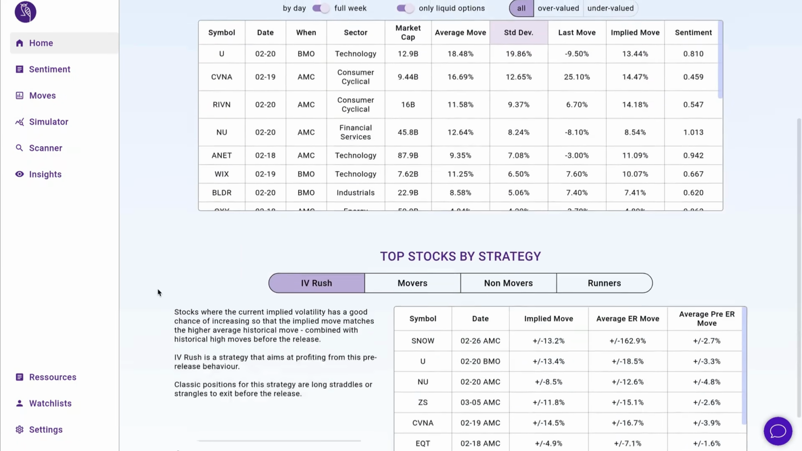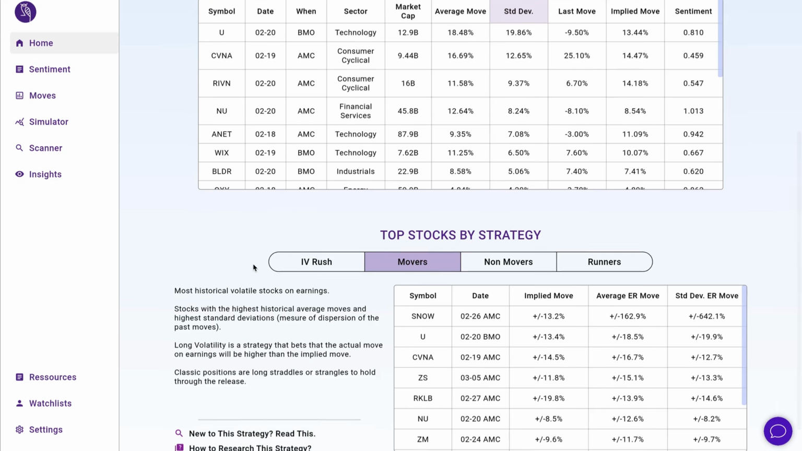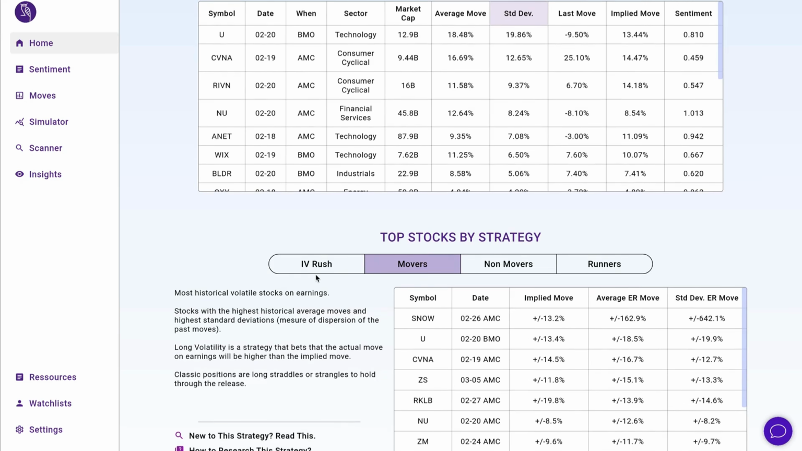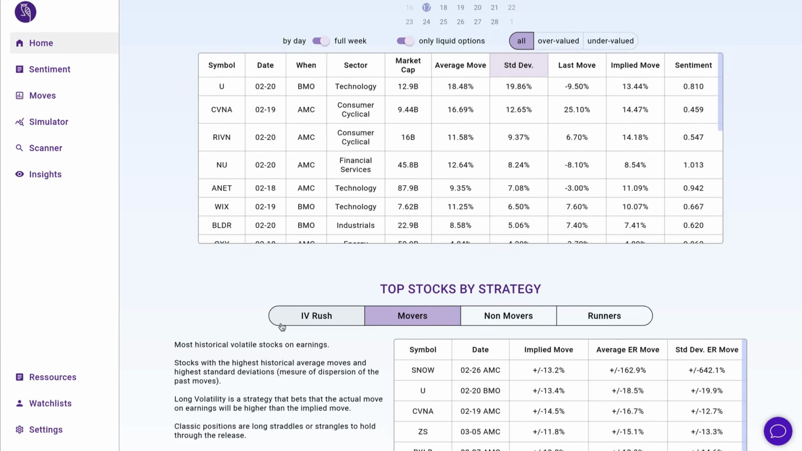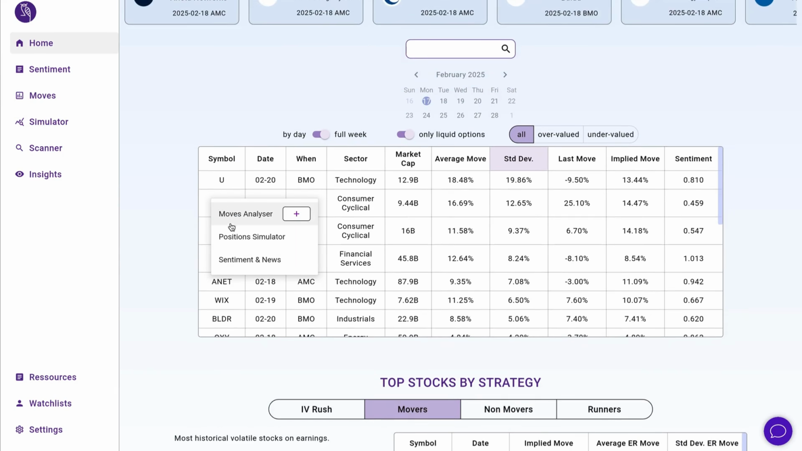By the way, we can also go ahead, scroll down here and have this selection curated by us by sorting and following the numbers for each strategy for the 2 upcoming weeks. So you can also research those stocks from there. Let's go ahead and do an example for CVNA.